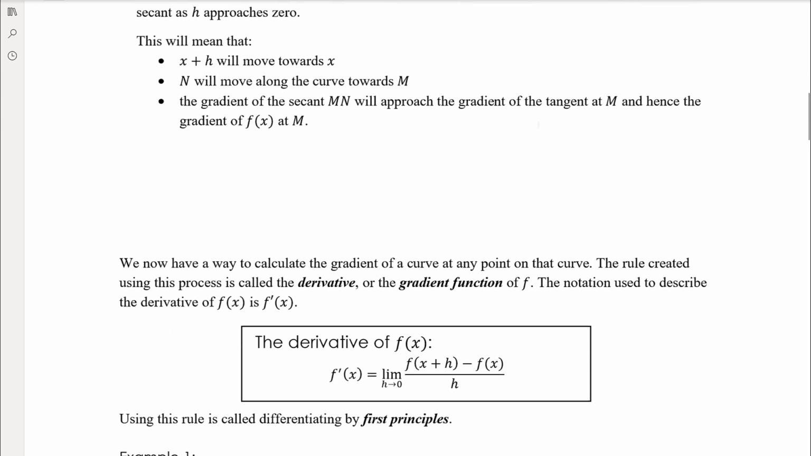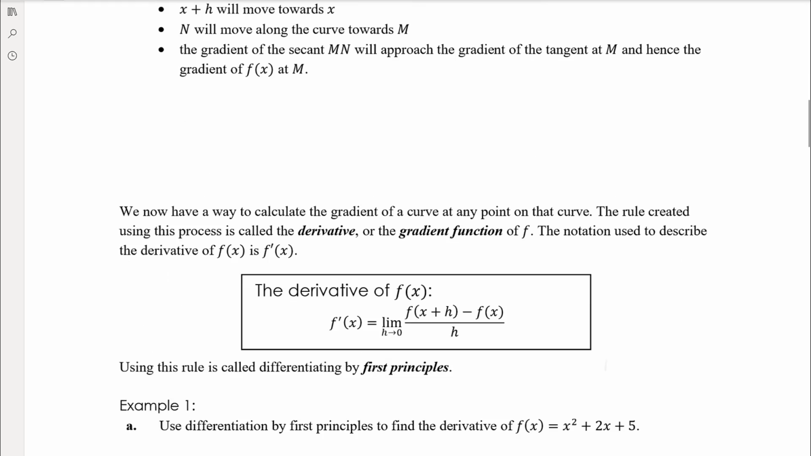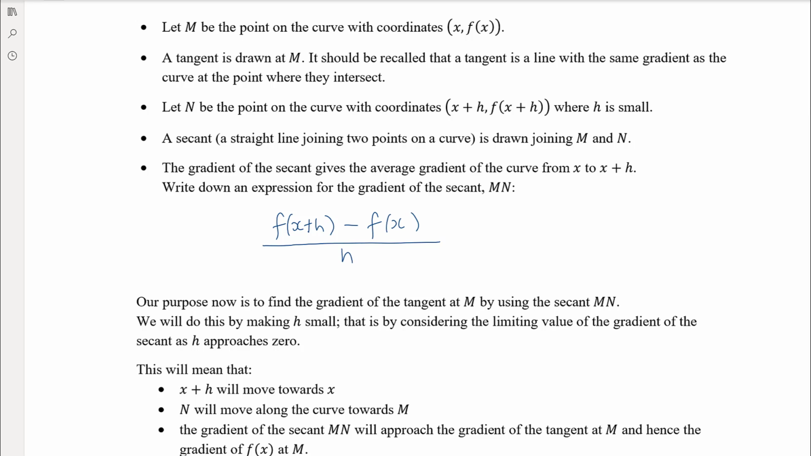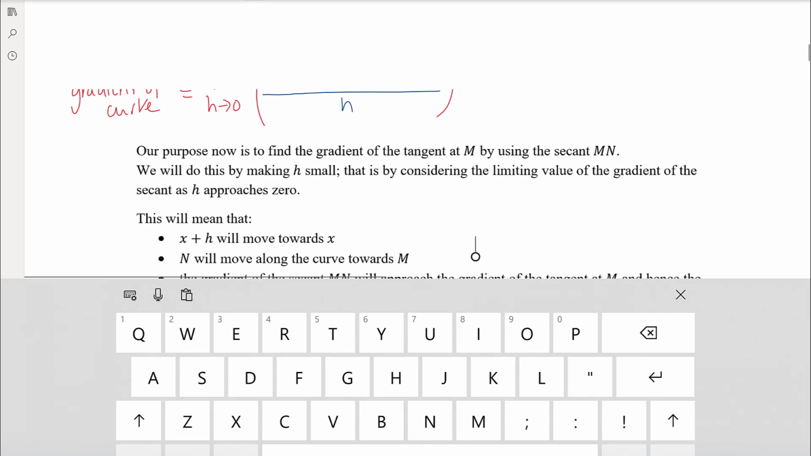Okay, so essentially this is what's going to happen. If we actually want to have the gradient of the curve, what we're going to be doing is taking this gradient of the secant and looking at what happens to that as h approaches 0. So we're looking at the limiting value as h approaches 0, and that's going to give us the gradient of the curve. Okay. Alright, so that's where we get this rule over here.